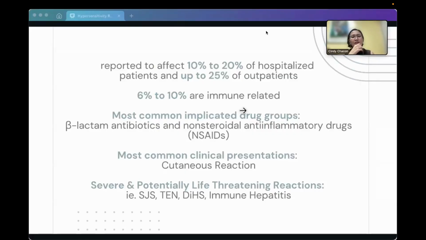Adverse drug reactions, in terms of epidemiology, have been reported to affect 10 to 20% of hospitalized patients and up to 25% of outpatients. Type A reactions, as I've mentioned earlier, are more common than type B reactions, with type B reactions occurring with an estimated frequency of around 10 to 15% of all adverse drug reactions. 6 to 10% of adverse drug reactions are immune-related.